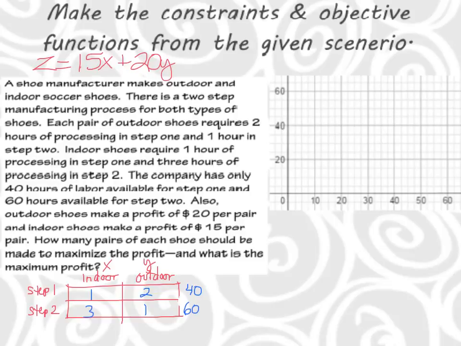Okay, so now what we've got to do is come up with our constraints. So our chart helps us with those. And so for step 1, we're limited by 40 hours. And so I get 1 hour for each x, or each indoor shoe, so that'd be 1x, plus all the step 1 time that's spent on outdoor shoes, that would be 2y, has to be less than or equal to 40. All right, what do you think your next constraint is? You go ahead and write what you think it would be.